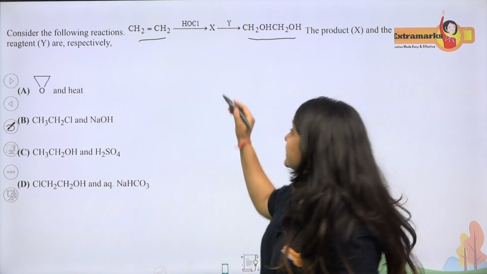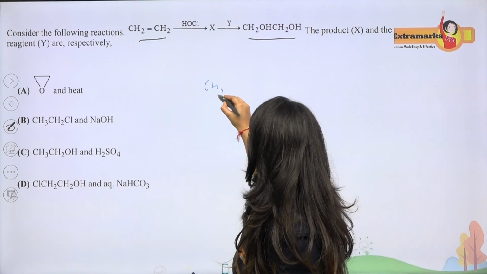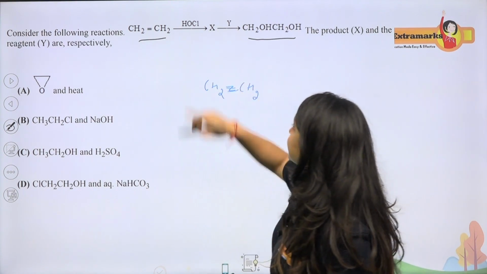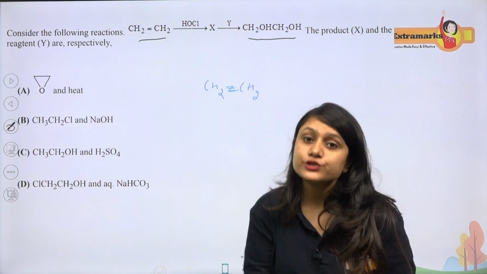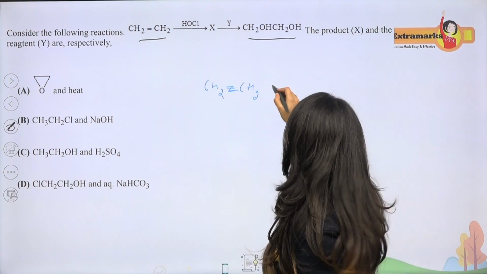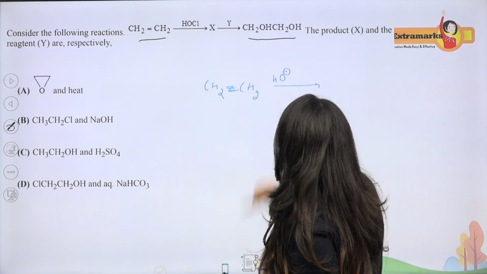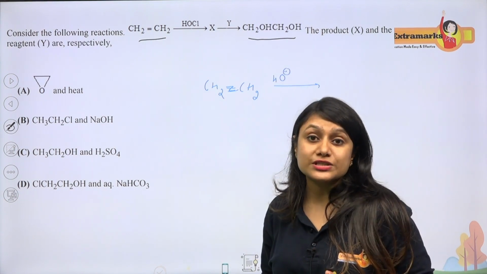So an alkene is given, CH2 double bond CH2, and this is going to react with HOCl. How is HOCl going to break up? As you can see, in HOCl, OH will be negatively charged, since oxygen is more electronegative out of oxygen and Cl.